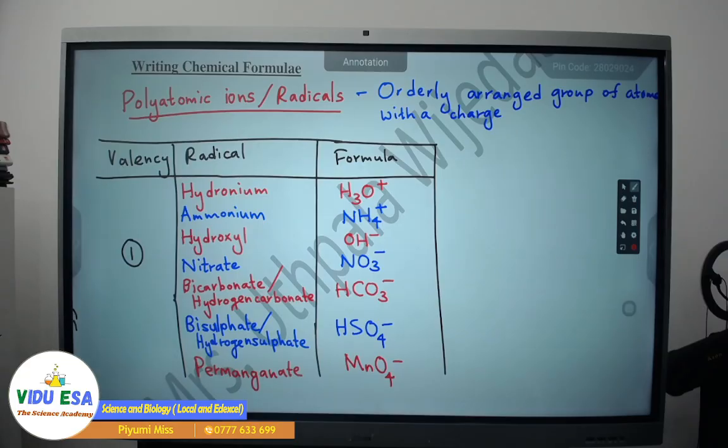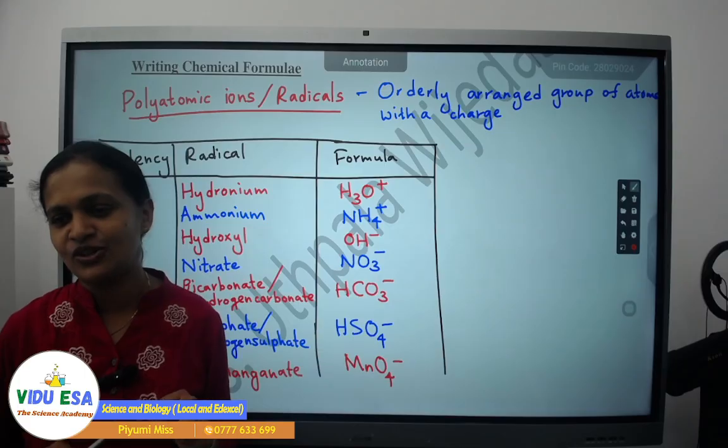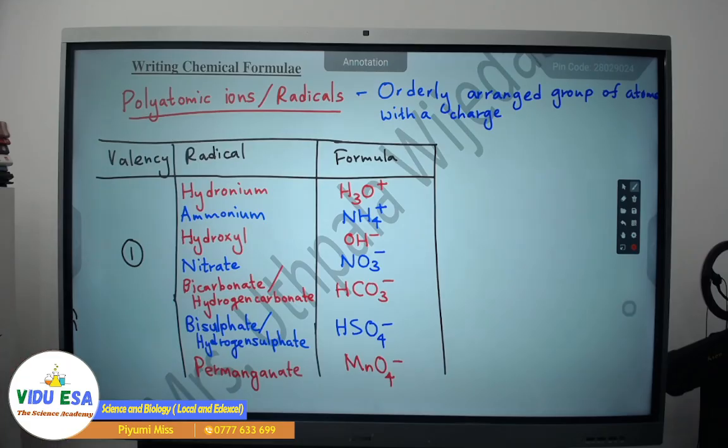Actually, you have to remember this. There are only two positive ones, hydronium ion and the ammonium ion. That's all. So you have to remember these two. All the others have negative charges, right? Actually, when we are writing the valency, we don't need to consider the charge. But when we are writing the ion, we have to consider the charge.